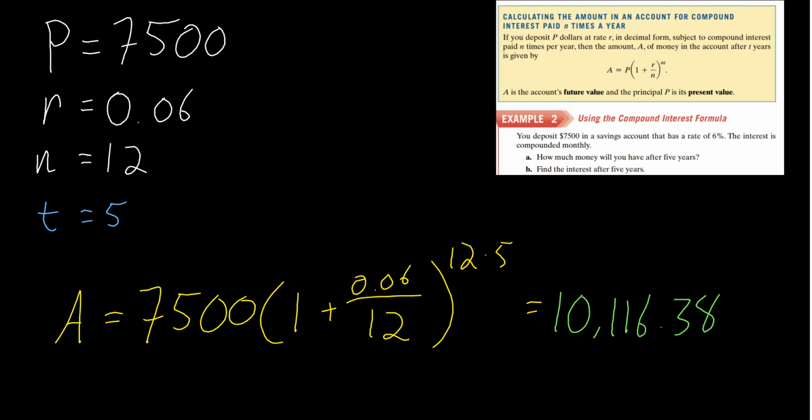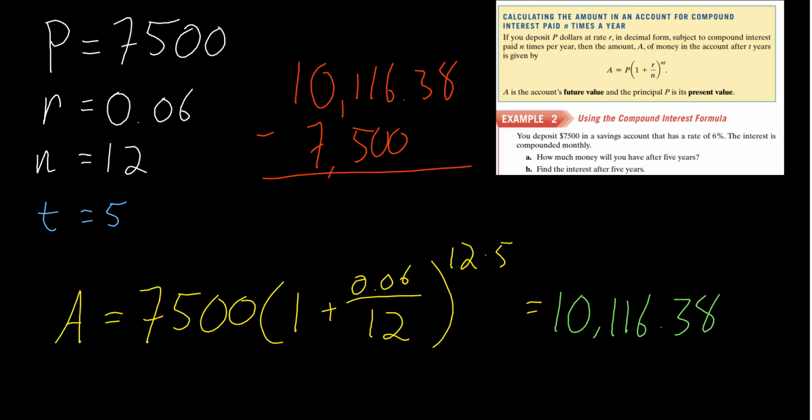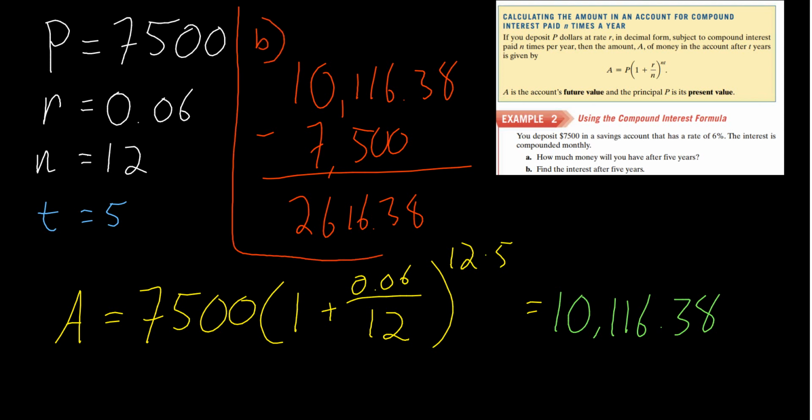Okay. Anyways, so if we want to find out what B is, find the interest after 5 years, I'm just going to simply take the amount of money that I have now after 5 years and subtract my original deposit of 7,500. Right? And doing that, it's 2,616.38. So 2,616.38, and that is B. And of course, it's right in the middle of the page, but I don't feel like it deserved to get its own page.